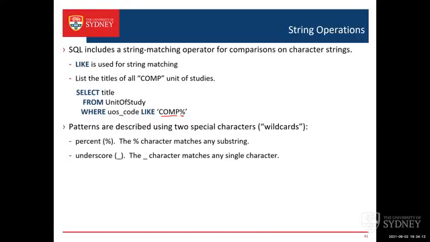Hopefully that makes sense. So percent means it matches any substring. We can have underscore. Underscore matches any single character. So if I write, let's say, H and then an underscore, it simply means that after H there will be only one character. If I write two underscores, it simply means after H there will be two.